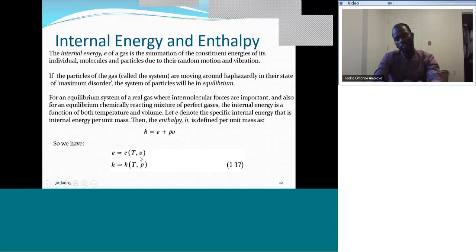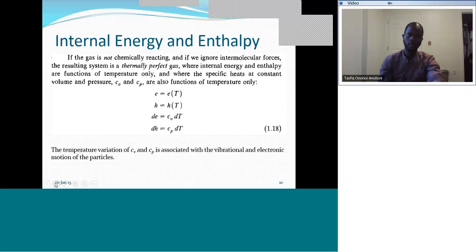But if the gas is not chemically reacting, we can always ignore intermolecular forces, and then the system is regarded as a thermally perfect gas. Thermally perfect gas, where internal energy e and enthalpy h are functions of temperature only. And then the specific heats at constant volume and pressure, Cv and Cp, are functions of temperature only.